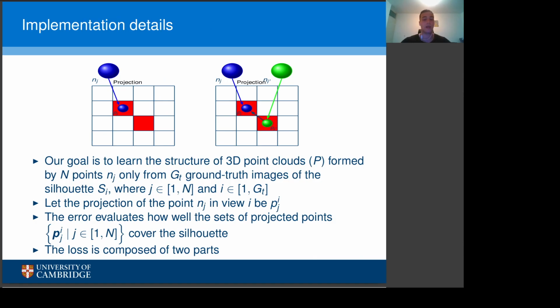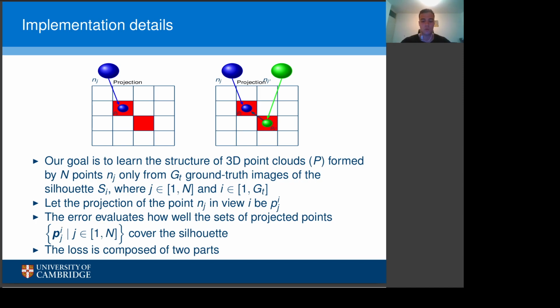So right now we're going to talk about the implementation details. Our goal is to learn the structure of 3D point clouds, which are formed by n points, which we will call nj, only from GT ground truth images of the silhouette SI. Here, j goes from 1 to n, and i goes from 1 to GT. The projection of every point nj, so these are the points that together form a certain point cloud, in view i, we will denote by pij, and we want to evaluate how well the sets of projected points cover the silhouette.